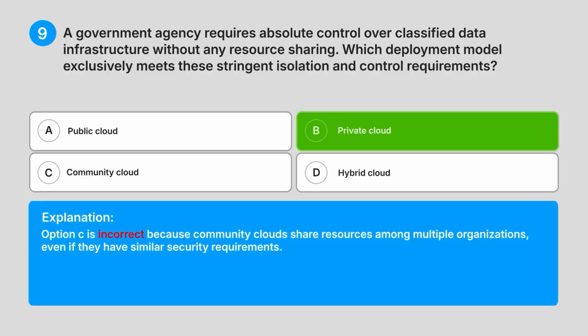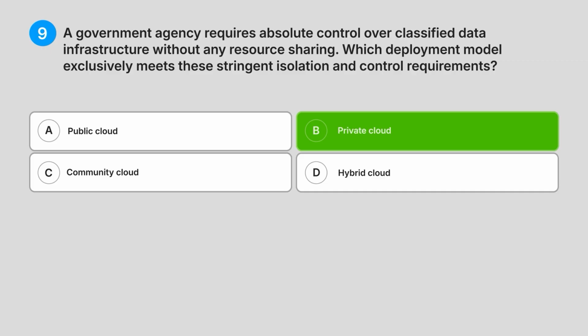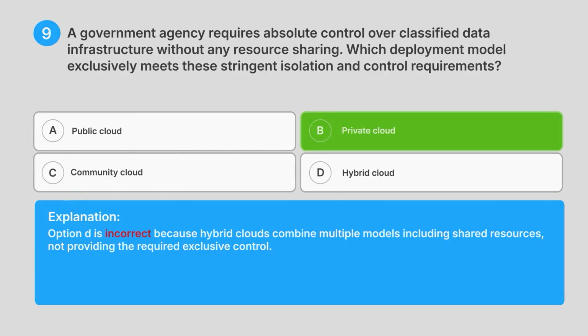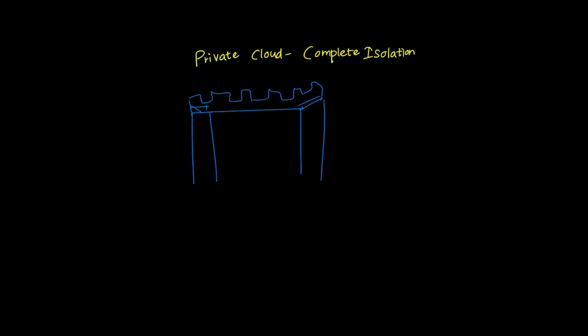Option C is incorrect because community clouds share resources among multiple organizations, even if they have similar security requirements. Option D is incorrect because hybrid clouds combine multiple models, including shared resources, not providing the required exclusive control. When absolute control and complete isolation are non-negotiable requirements, private cloud stands alone as the solution.